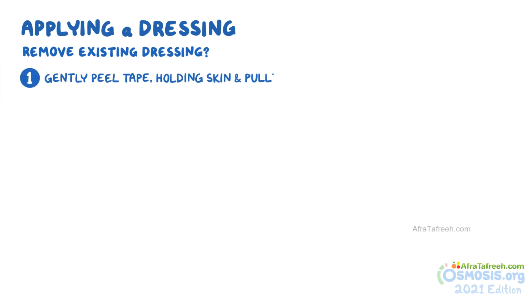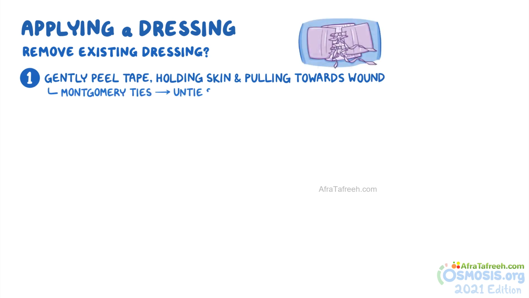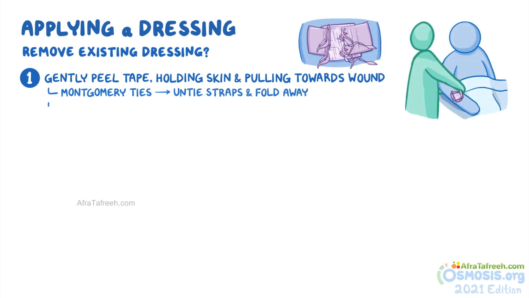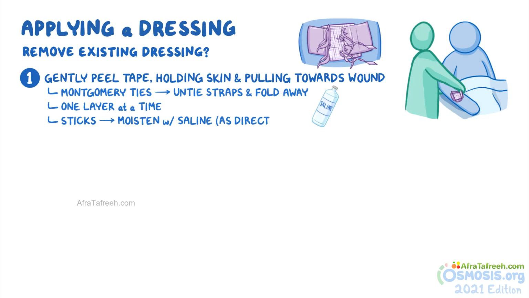If you need to remove the existing gauze dressing, gently peel the tape by holding down the skin and pulling the tape toward the wound, or, if Montgomery ties are present, untie the straps and fold them away from the wound. Remove the old dressing, one layer at a time. If it sticks a little, moisten it with saline as directed.